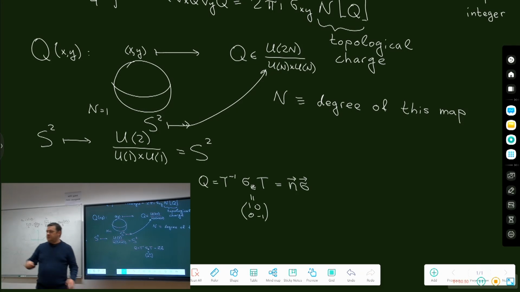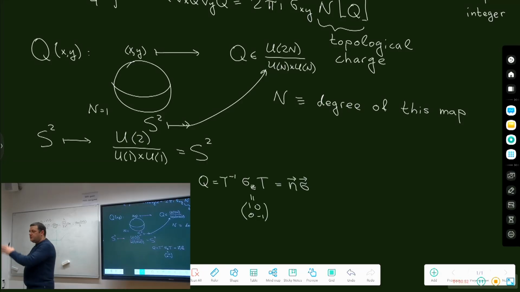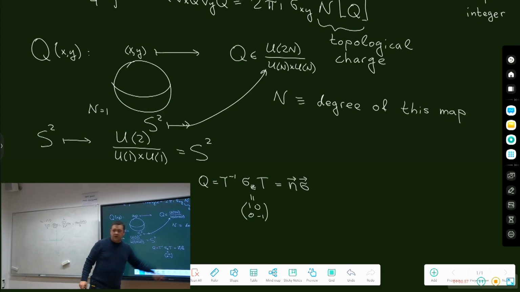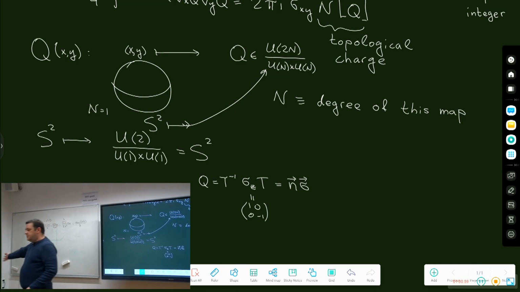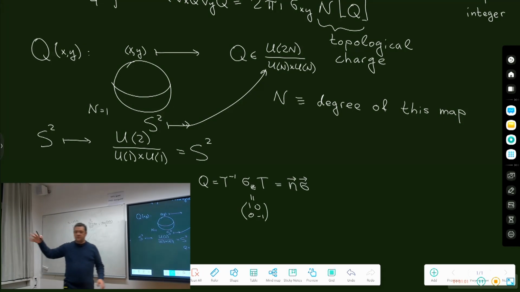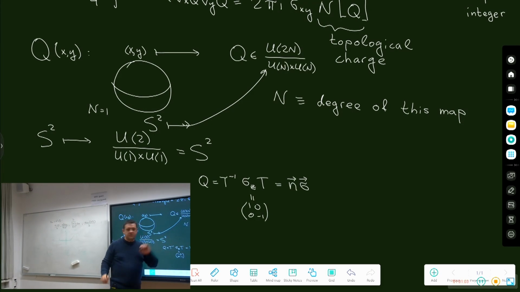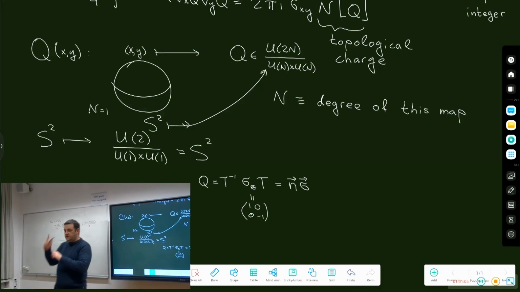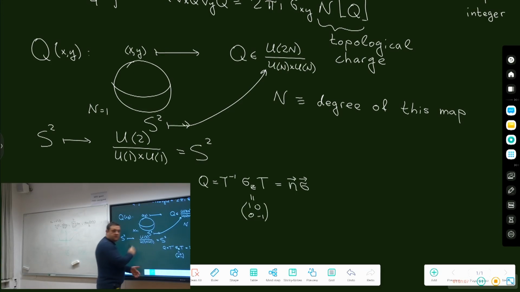times the vector sigma. Sigma is now sigma x, sigma y, sigma z, the 3 Pauli matrices. This is sigma z. After this rotation, we have a Pauli matrix that is a combination of sigma x, sigma y, and sigma z, and the coefficients form a unit vector. And this unit vector lives on a sphere. So this Q matrix from this manifold can be described by just a point of a usual sphere.